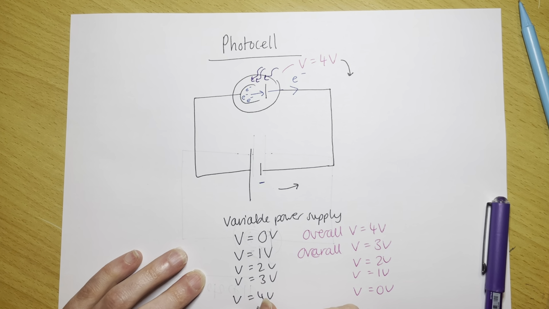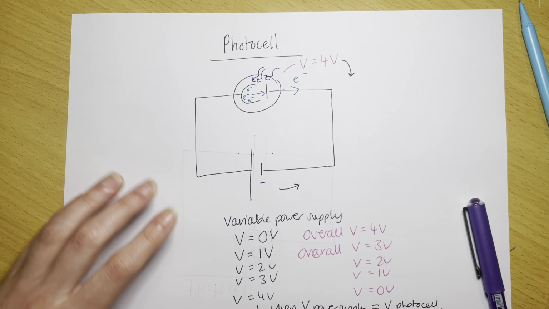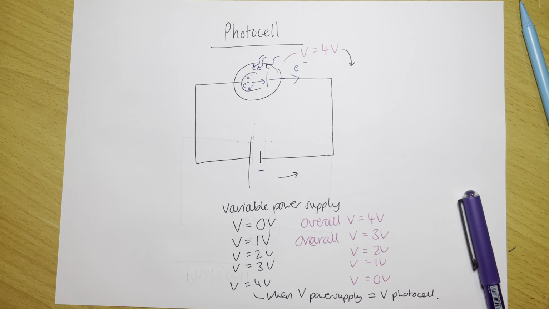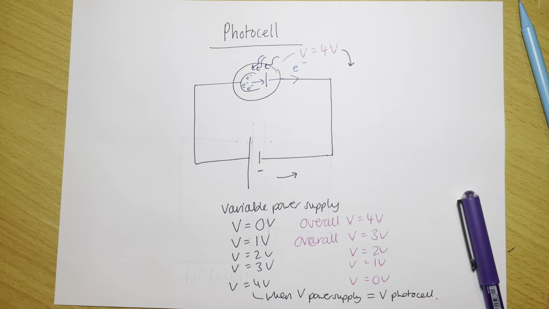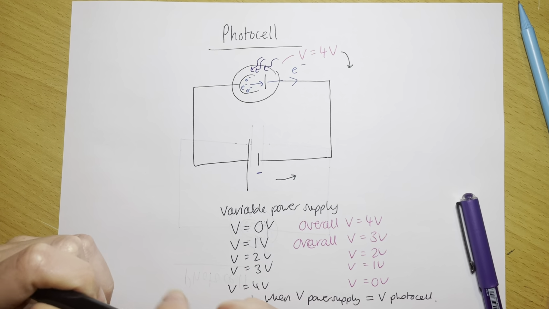And that happens when the voltage of the power supply is equal to the voltage of the photocell. Can you see that? There we are. Now, why is that a thing? Why do we care about that? Well, this means we can work some stuff up about what's going on here, okay?